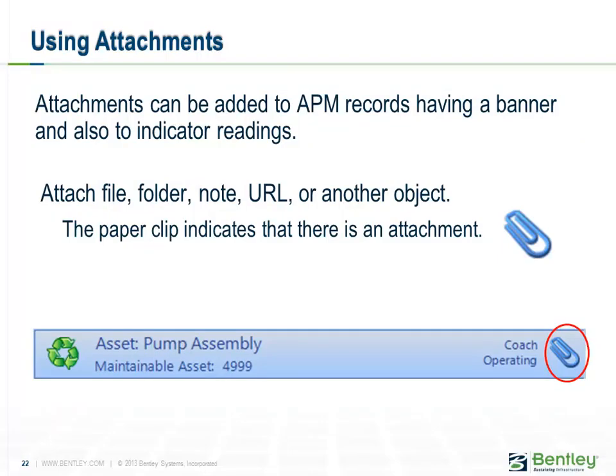Using attachments. Attachments can be added to APM records that have a banner and also to indicator readings. You can attach a file, a folder, a note, or a URL, or another object. A paperclip appears in the banner indicating that one or more attachments is present.